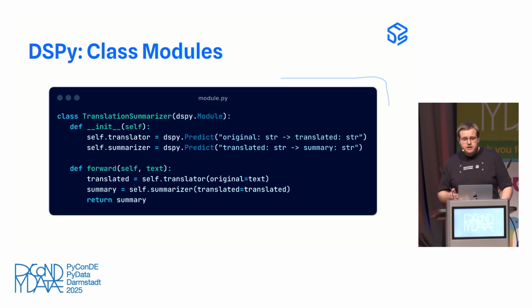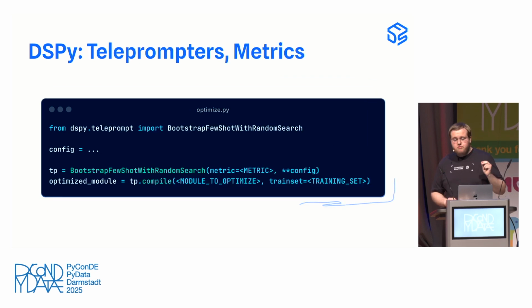And exactly like in PyTorch, we can create our own custom modules. For example, here we are creating a simple chain that first translates the text and then summarizes it. When we have our custom module, we want a way to optimize it. And for that, we need final two components, teleprompters and metrics. Again, making an analogy with PyTorch, teleprompter is something like an optimizer. We just supply the teleprompter with a metric and call teleprompter.compile, which is an equivalent of the fit or train.